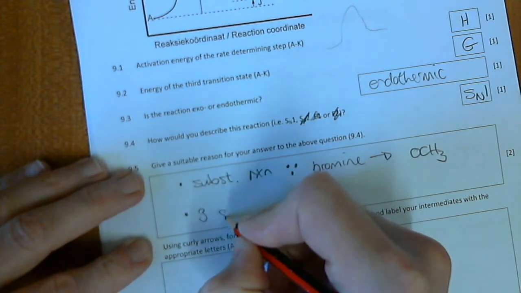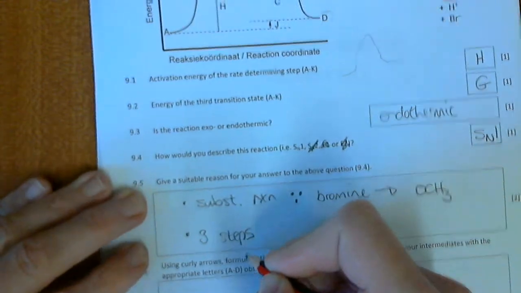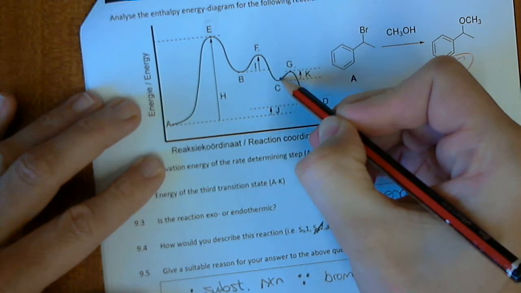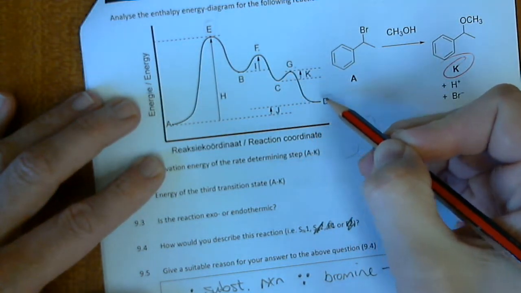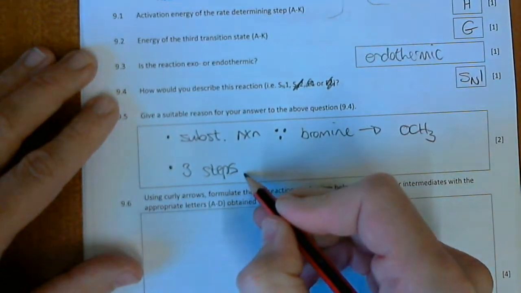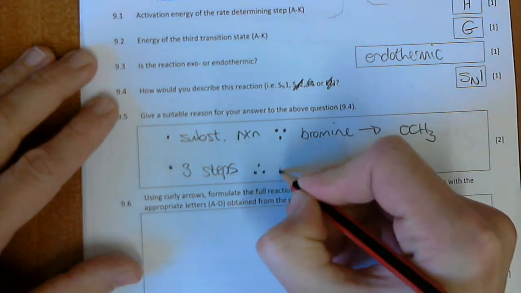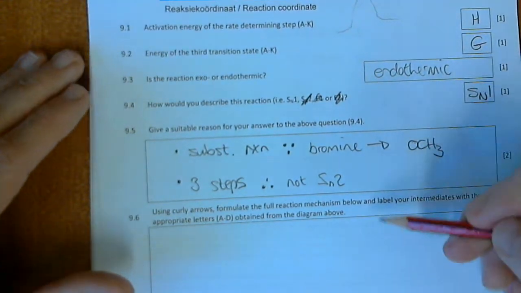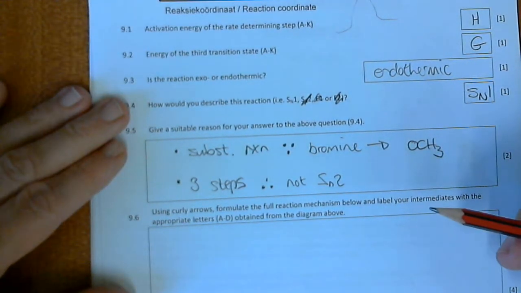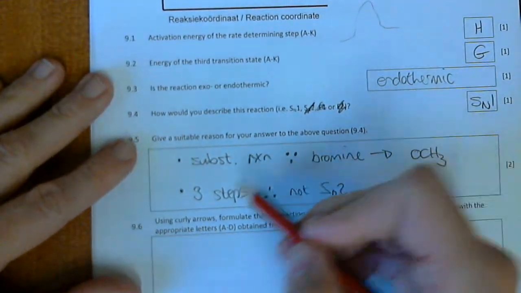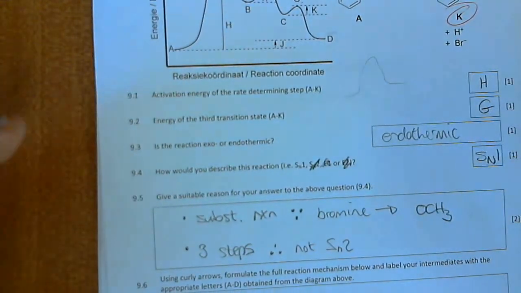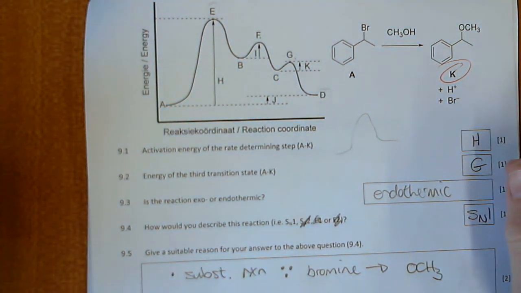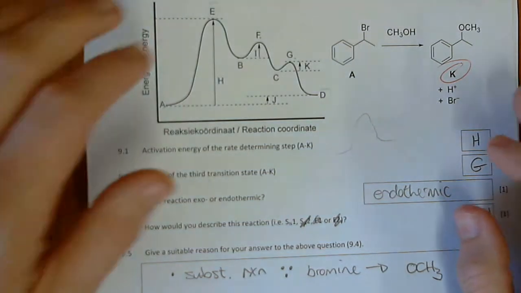It also has 3 steps to it. We know there are 3 steps because 1 and an intermediate, 2 and an intermediate, and the last step going to the product over there. So you could write there are 3 steps, so therefore not SN2. Okay, you need to have some sort of logic in the way that you're answering these reactions. Also, it could be 3 steps. You could say that they're 3, or you could also say they're 2 intermediates. That would also have been acceptable as well in this answer.